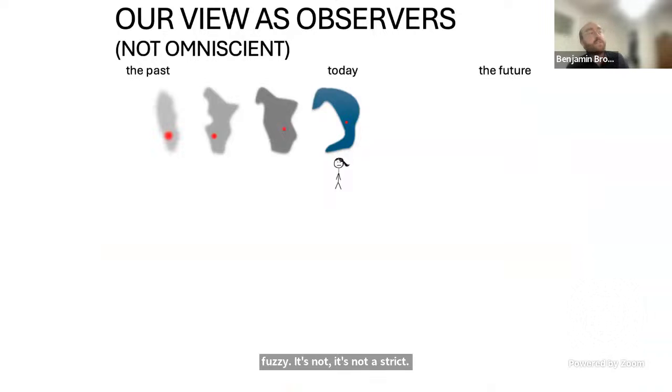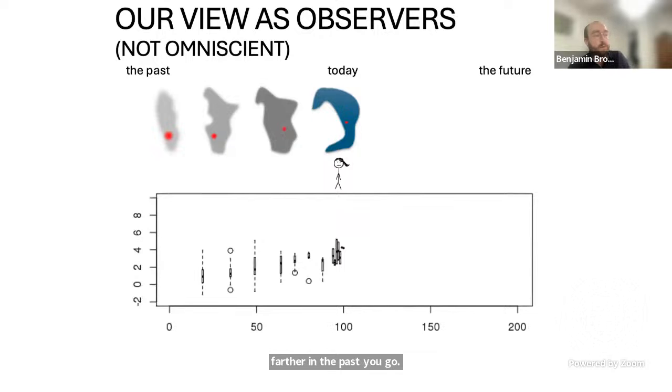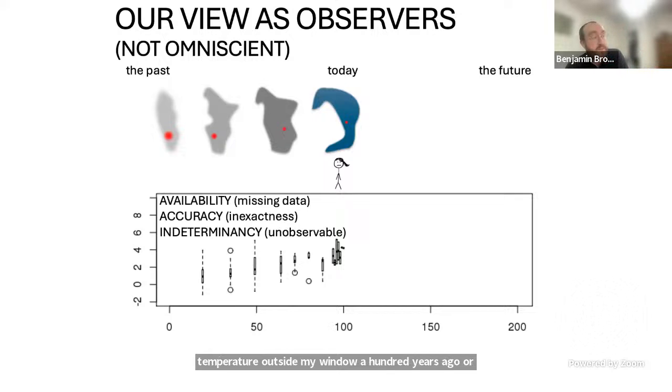If we look into the past, things get fuzzier the farther in the past you go. In large part, this is because we don't have that many observations or proxies or ways to estimate exact temperature outside my window 100 years ago or 500 years ago or 10,000 years ago. There's specifically here different types of uncertainties with looking into the past. There's availability of data. There's a lot of missing data, especially the farther back we go. There's issues with accuracy or inexactness. The various thermometers and tools to measure temperature changed over time and have gotten better today. So there's a concern about accuracy the farther back you go, or comparison of different types of thermometer measurements.